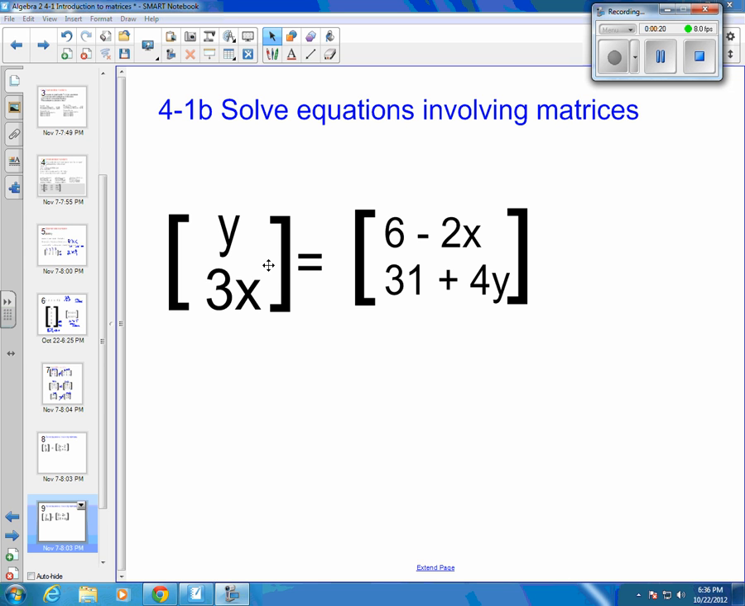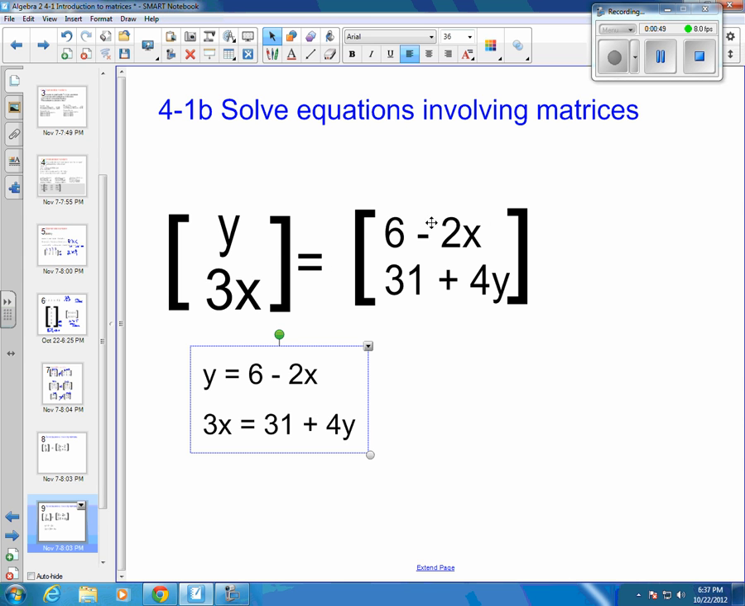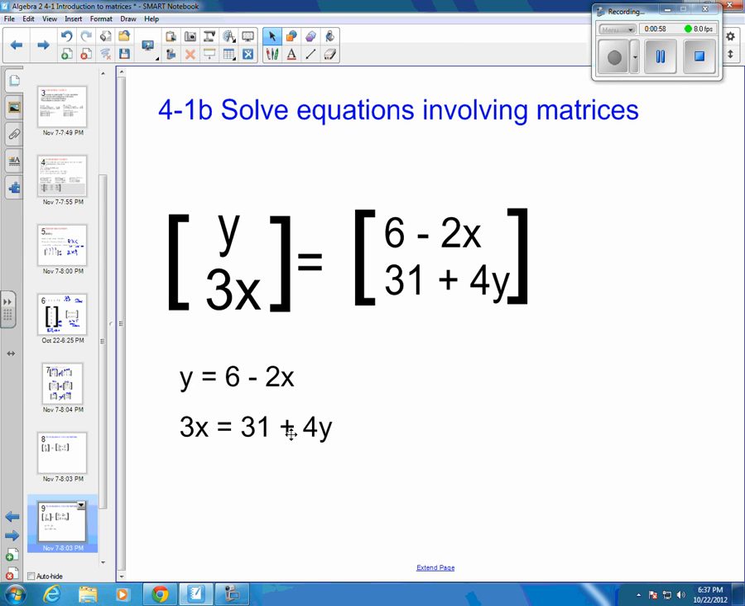In matrices, know that your first element, if they are truly equal, should be equal to this top element here, and this bottom element should be equal to this bottom element here, no matter how it's written. So that means that y should be equal to 6 minus 2x, and 3x should be equal to 31 plus 4y. Once you pull that out, you can solve this system of equations. The best way to solve this one would probably be substitution.